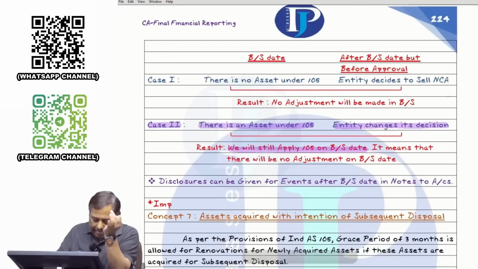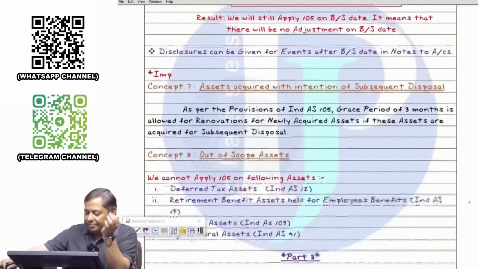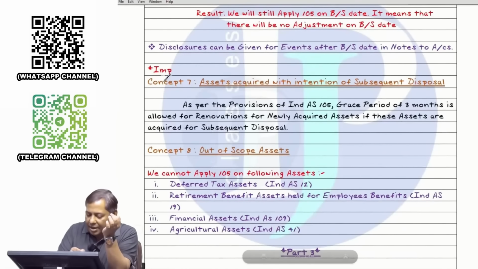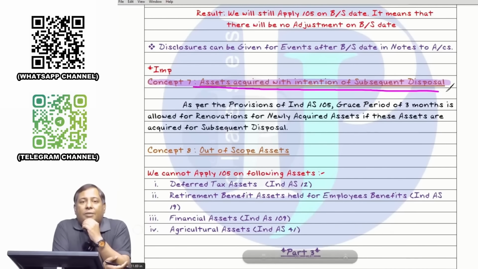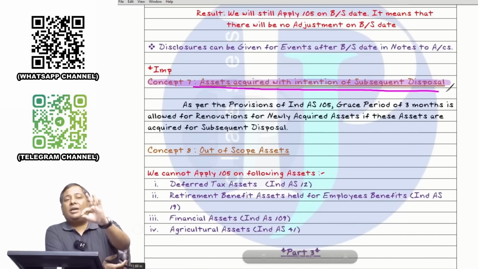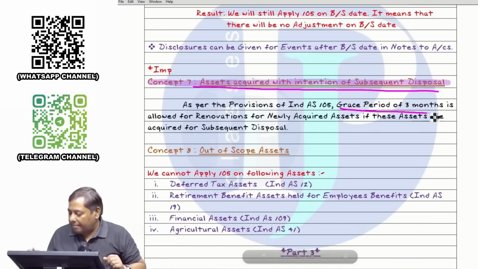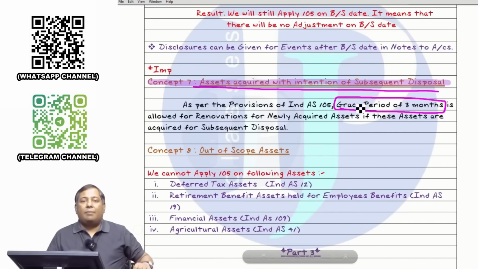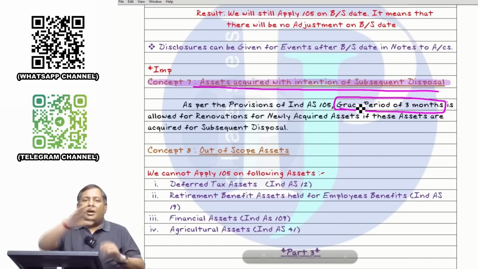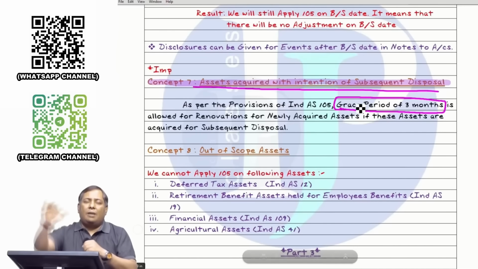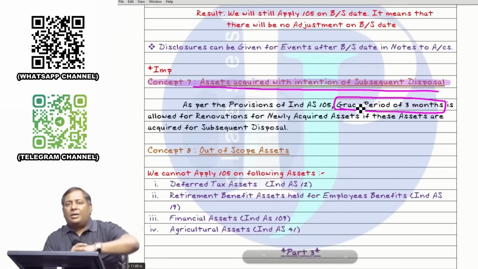So now we are at concept 7. It's time for concept 7. In concept number 7, I talked to you all about the 3-month grace period. Who allows this? Ind AS 105 allows this. And how is that possible? You bought a non-current asset. Did you buy any building or any land or any plant or any furniture or any patent or any copyright or any trademark or any investment property?